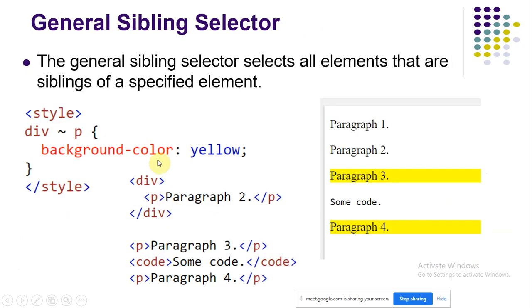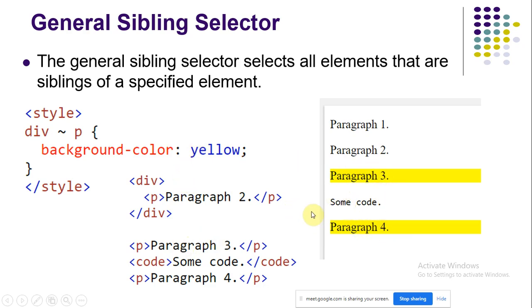In the opposite way, we have a general sibling selector called the tilde symbol. If you are using the tilde symbol, it will select all the siblings. For example, if we have a div element, these are its siblings: paragraph, code and paragraph. So if I want to select all paragraph siblings of the div element, it will select paragraph 3 and paragraph 4. Look at that. So that's why the yellow color is applied to paragraph 3 and paragraph 4.